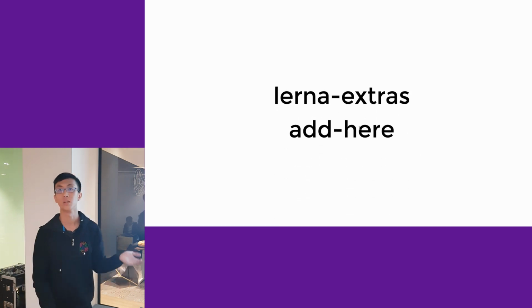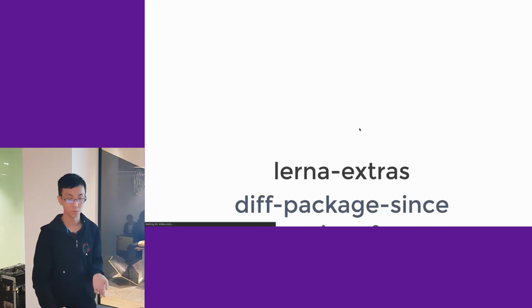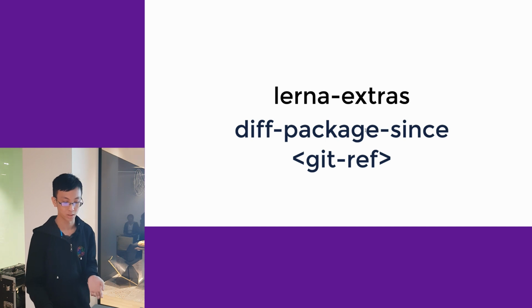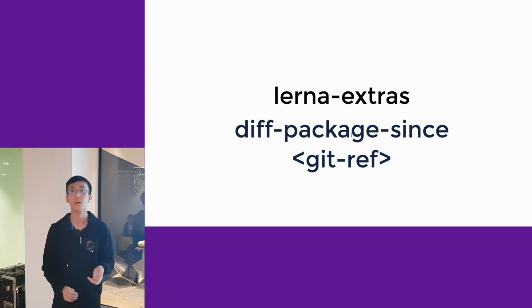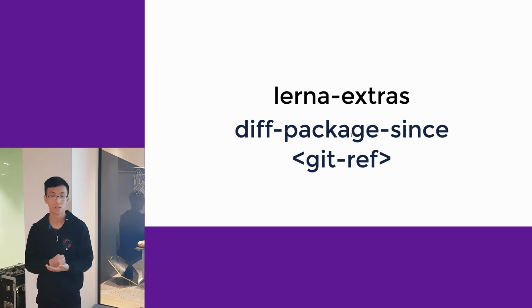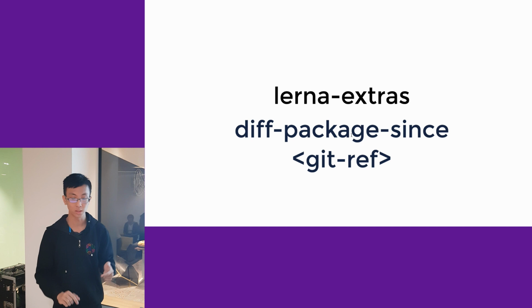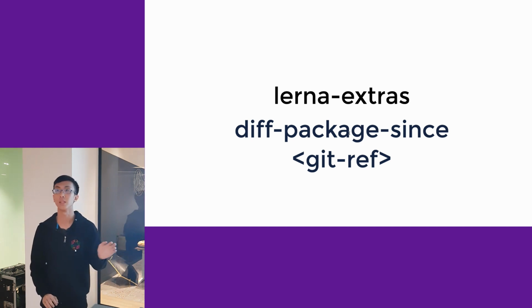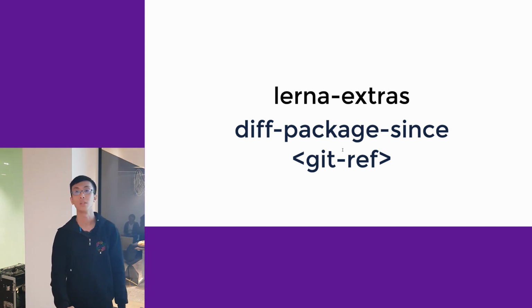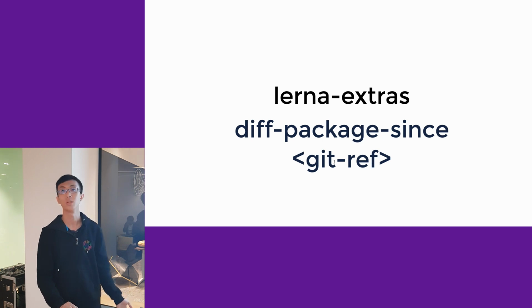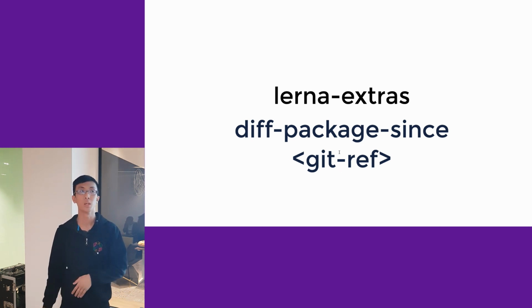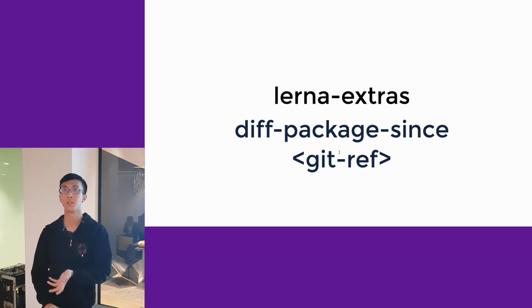Similarly, add here is doing the same thing. Then we also have git diff package since. This is for us to use in CI. It will show us a list of packages that have changed since this git reference. So since master, what has changed? We use this in CI to run tests only in packages that have changed since master, for example.